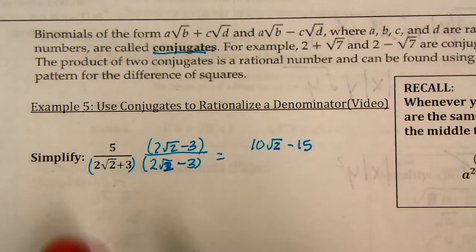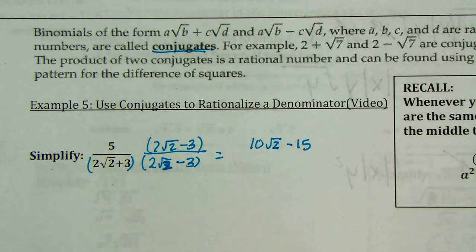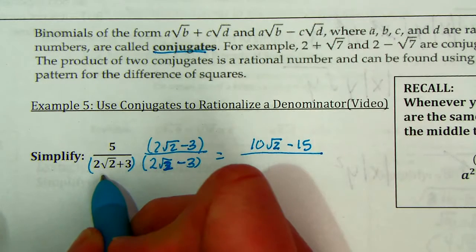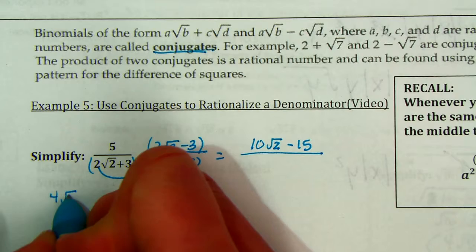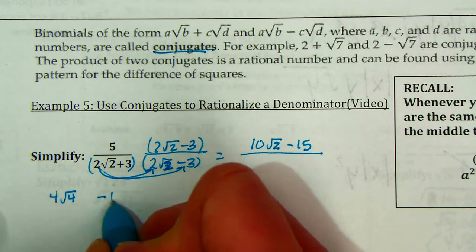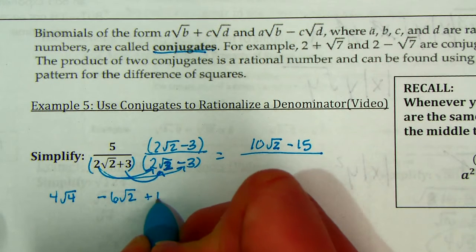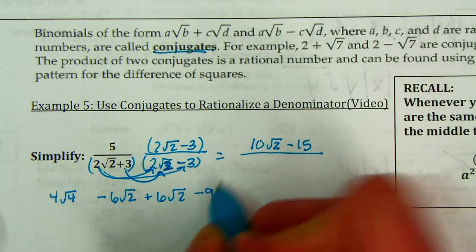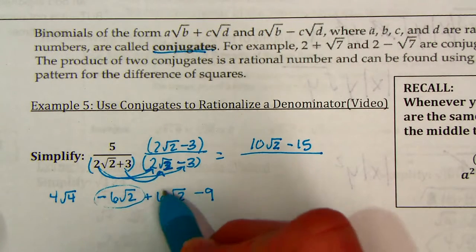But now on the bottom, look at what happens. If I FOIL this out, 2 square root of 2 times 2 square root of 2 becomes 4 square root of 4. And then 2 square root of 2 times negative 3 is negative 6 square root of 2. 3 times 2 square root of 2 is plus 6 square root of 2. And then positive 3 times negative 3 is minus 9. This is why we do the conjugates, because you will get two terms in the middle that cancel each other out, and they are gone, and those radicals wipe each other out.